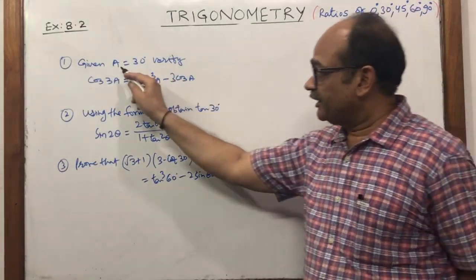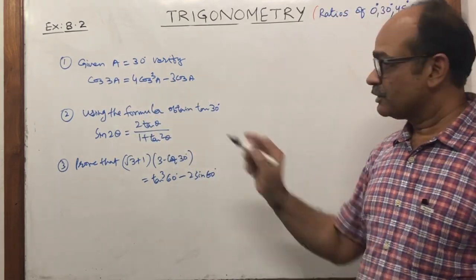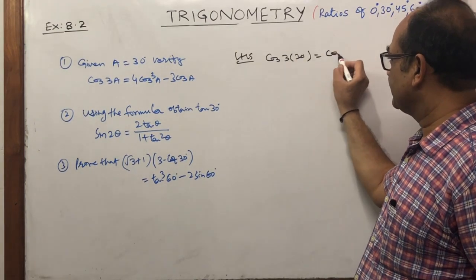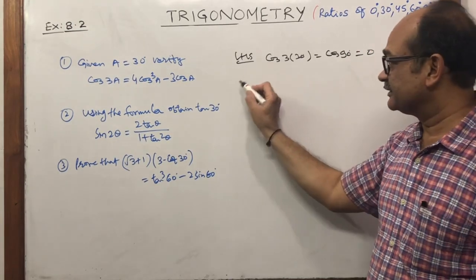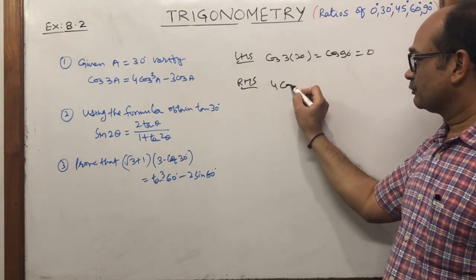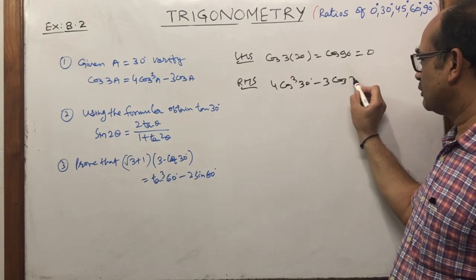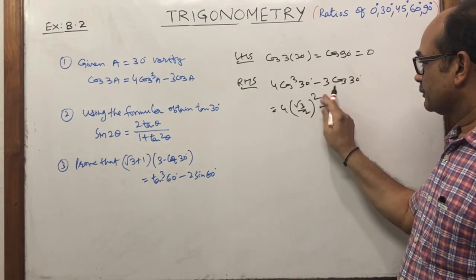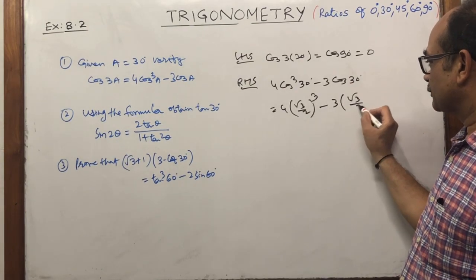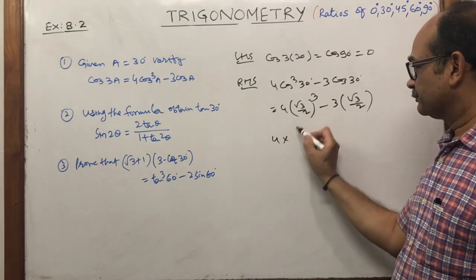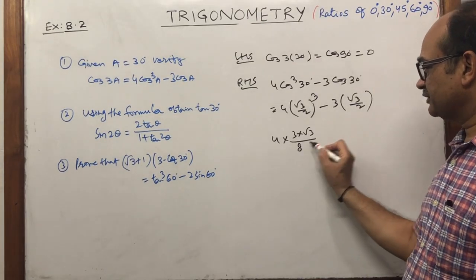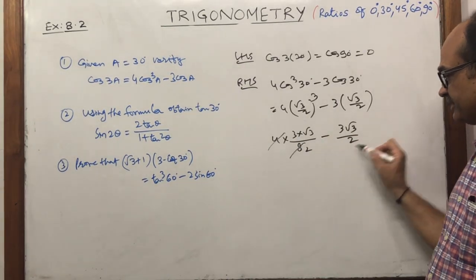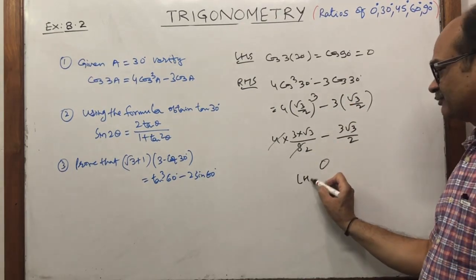Sum number 1, A is 30 degree, and you have to verify this result. So here in LHS, if we apply 30, what we are getting is cos 90, that is 0. Now RHS, 4 cos cube 30 minus 3 cos 30. What is cos 30? Root 3 by 2. So here 4 into 3 root 3 divided by 8, and 3 root 3 divided by 2. What we are getting? 3 root 3 by 2 minus 3 root 3 by 2, that is 0. Hence LHS equals RHS.